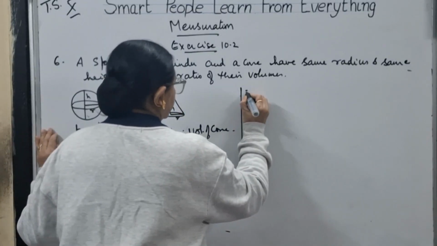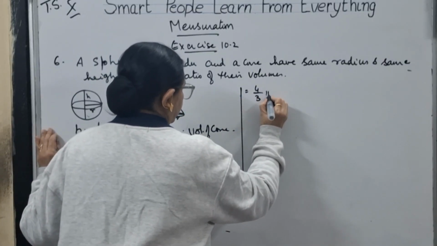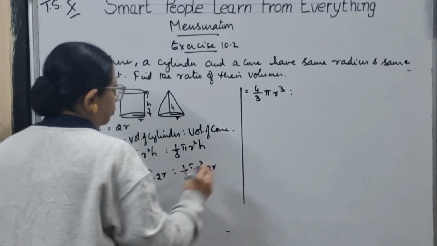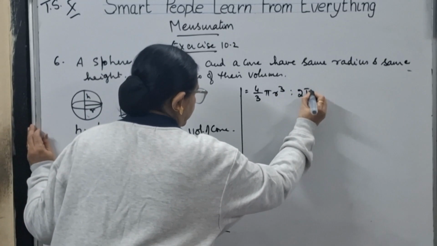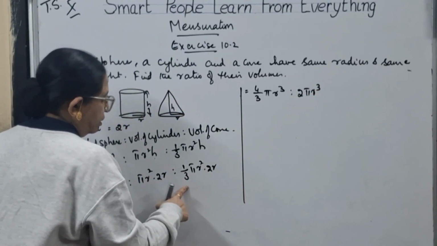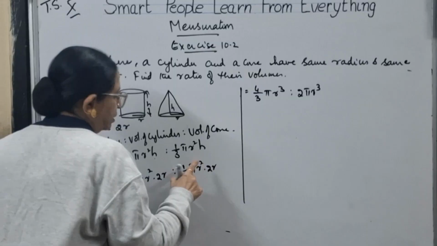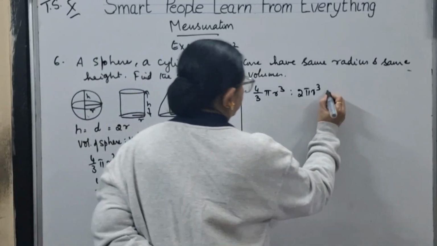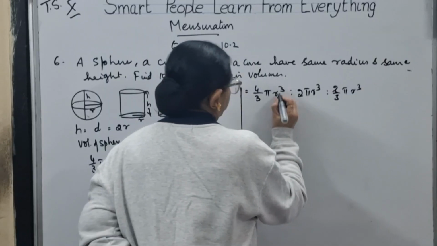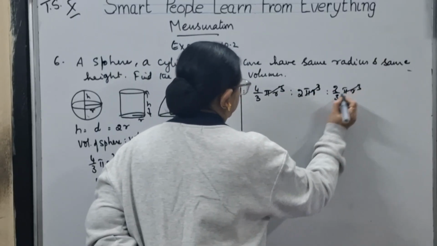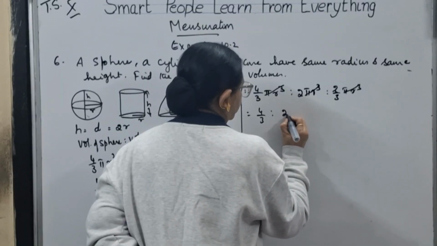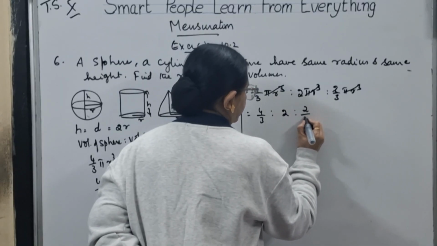This means 4 by 3 pi r cube is to, this is 2 pi r cube. 2 pi r square into r is r cube. 1/3 into 2, that is 2 by 3 pi r cube. This is 2 by 3 pi r cube. So pi r cubes will get cancelled. You are getting 4 by 3 is to 2 is to 2 by 3.